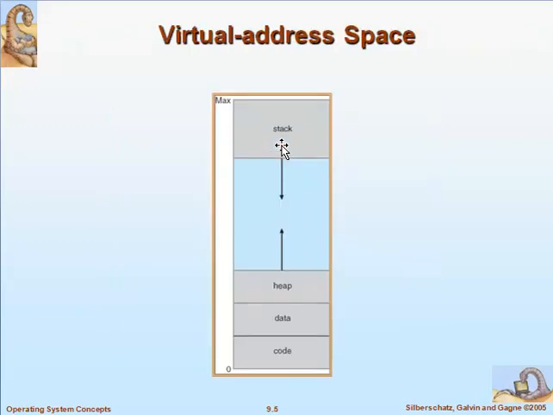Okay. Virtual address space. The virtual address space of a process refers to the logical or virtual view of how a process is stored in memory. So it gives us a logical or virtual view of how a process is stored inside memory. If you can see here, this is how the process is stored inside the memory. The address starts from 0 and this is the max value.